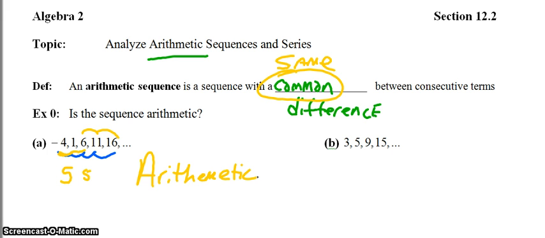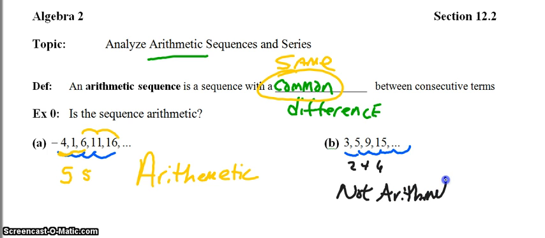Let's look at this second example. 3, 5, 9, 15. You might be able to see the pattern. It's 2, then it's 4, then it's 6. So we might be able to continue to get the next couple terms, but because these differences are not the same difference, we would say that this is not arithmetic. So one of the things you'll be asked to do is just to tell whether a sequence is arithmetic or not, and what you're going to be looking for is that the terms differ by the same amount.